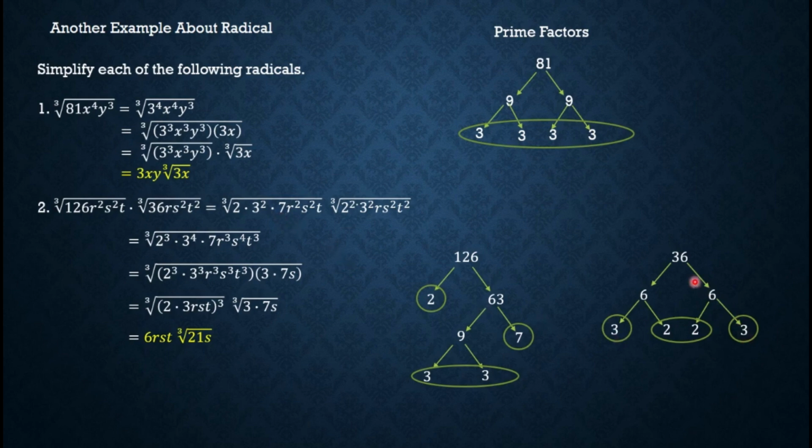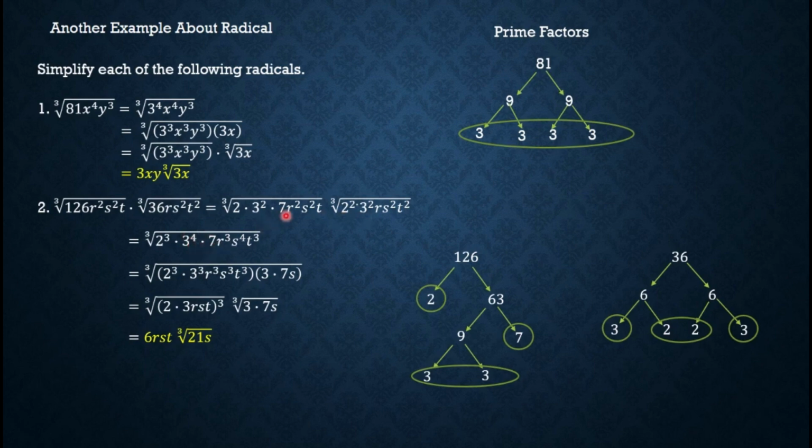Another is 36. 6 times 6 is 36. 3 times 2 is 6, and the other 6 is 2 times 3, which is also 6. So the prime factors of 36 are 3, 2, 2, and 3. That is 3 squared and 2 squared. It is the same base, 2 times 2, so the exponents are added: 2 to the power 3. And then 3 squared times 3 squared, also the same base, so we add the exponents.